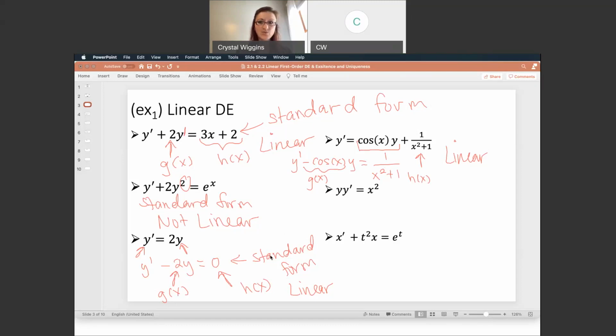For this next one, the y prime is equal to x squared. Because y is being multiplied by y prime, that will create things that are not just y to the first power and therefore not linear.